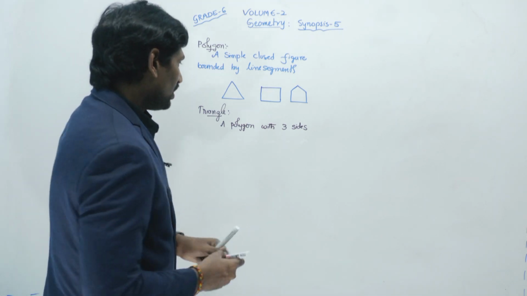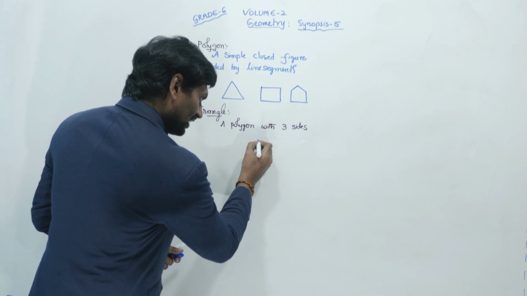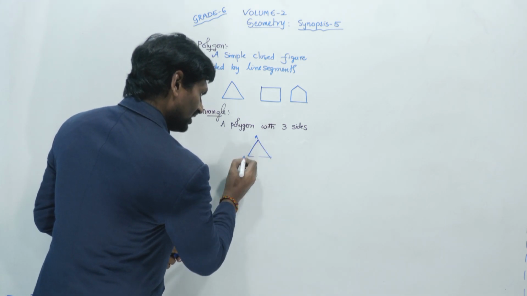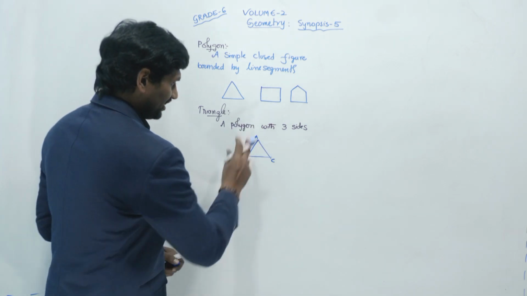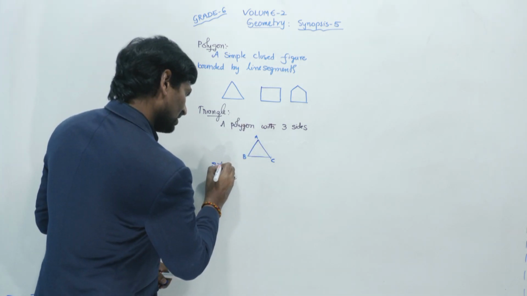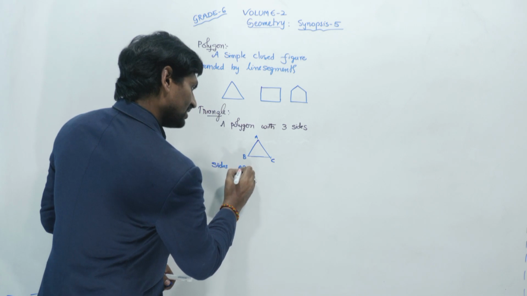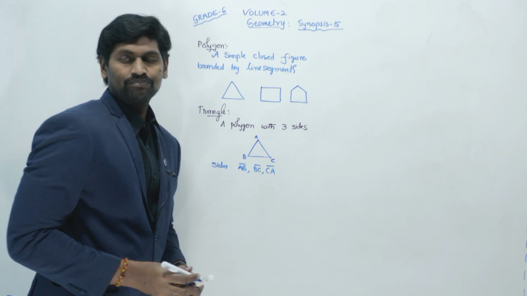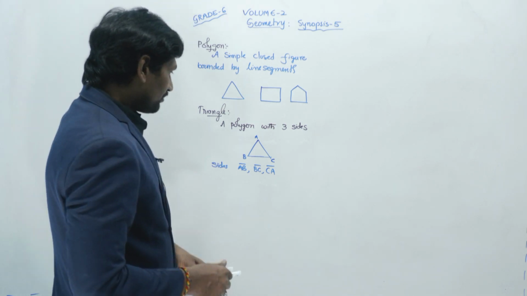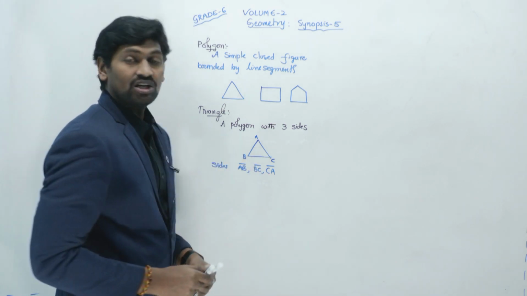So I am taking a triangle ABC. AB is a side, BC is a side, and CA is a side. Three sides. What are the sides here? AB line segment, BC line segment, and CA line segment. And while you are observing here, A, B, C are called vertices.